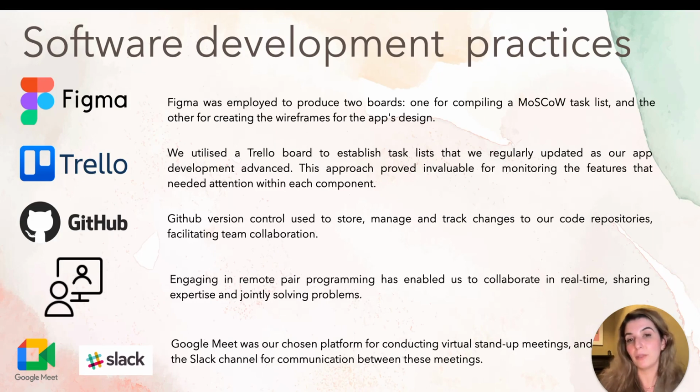GitHub version control we used to store, manage, and track changes to our code repositories, facilitating team collaboration. We engaged in remote pair programming, enabling us to collaborate in real time, sharing expertise and jointly solving problems. And we chose Google Meet for conducting virtual stand-up meetings, and we used the Slack channel for communication between these meetings.